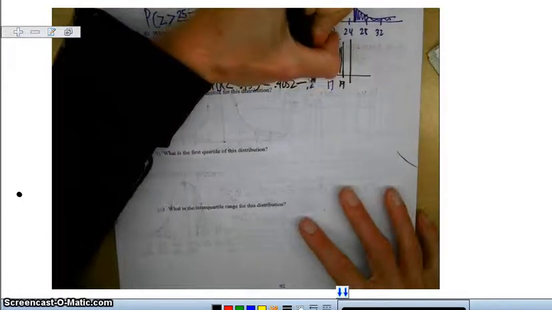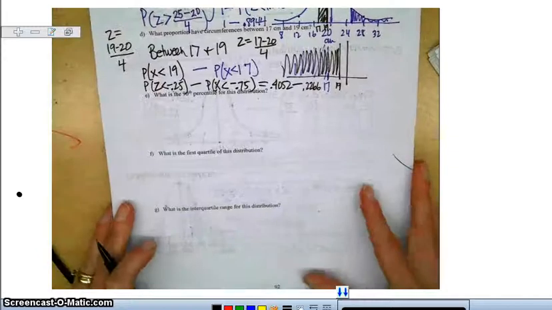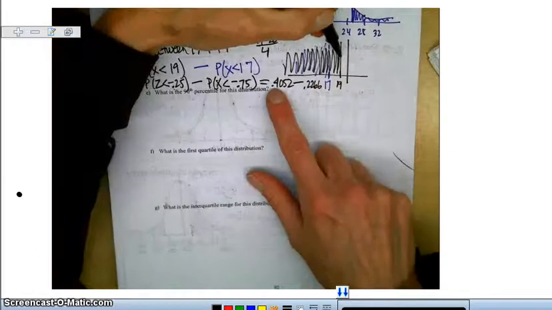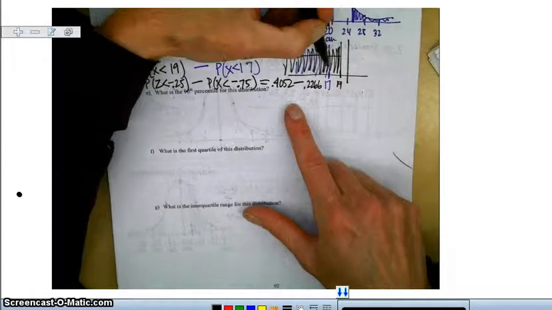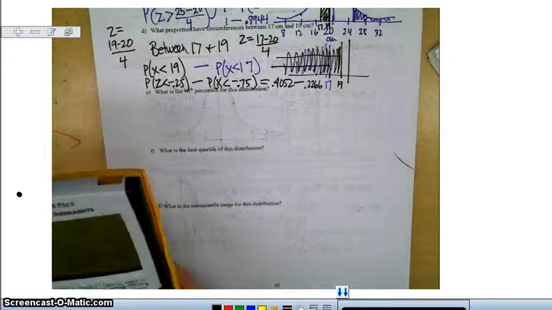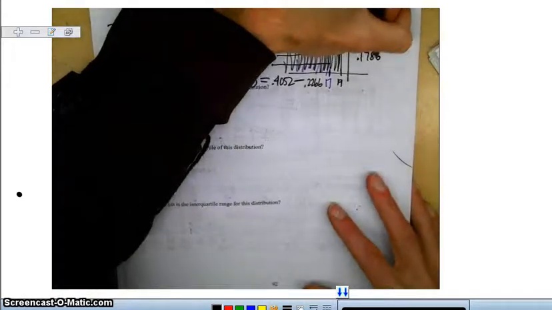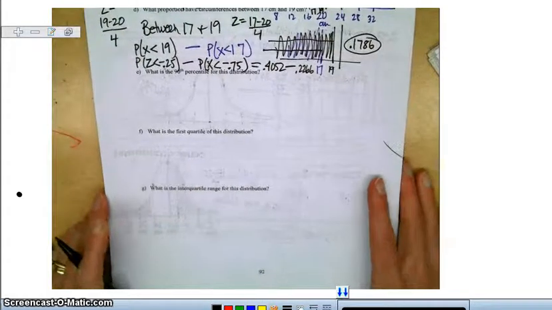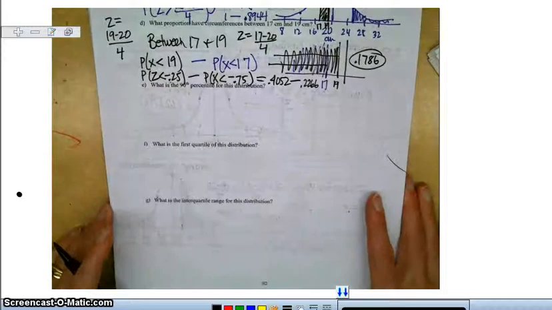So 0.2266. So in other words, there was 40% shaded below the 19 and 23% shaded below the 17. I subtract those, 0.4052 minus 0.2266, and that is 0.1786. And that would be the proportion that are between 17 and 19 centimeters.